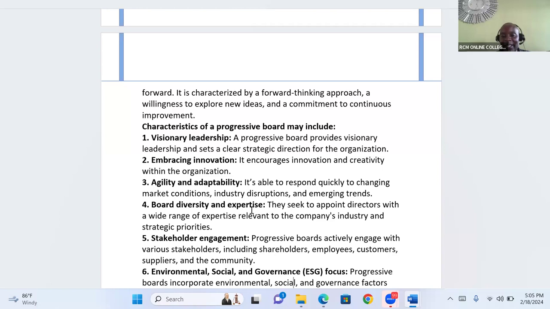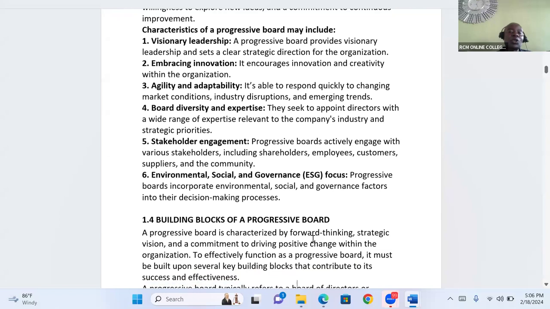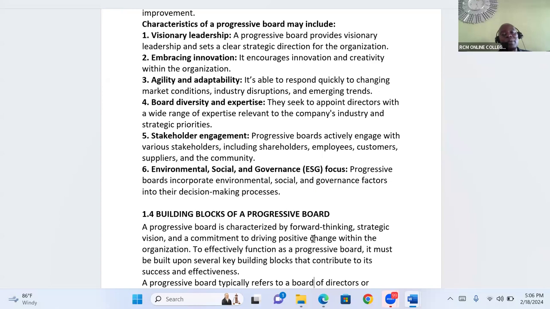Then we have stakeholder engagement. If you don't involve people, if you don't have participation, then automatically the courts, like we are seeing with our Supreme Court, are doing a lot of injustice to the president and the government, simply because they forgot to involve people. Progressive boards actively engage with various stakeholders, including shareholders, employees, customers, suppliers. Then environmental, social, and governance focus. Progressive boards incorporate environmental, social, and governance factors into their decision-making processes.